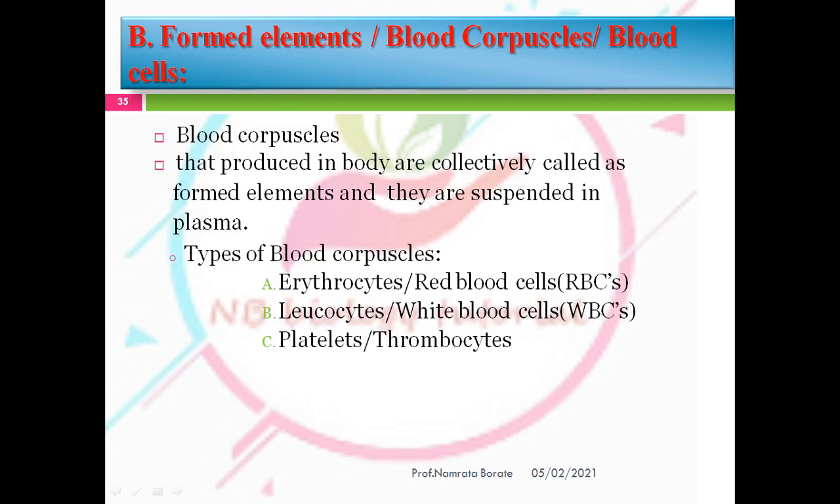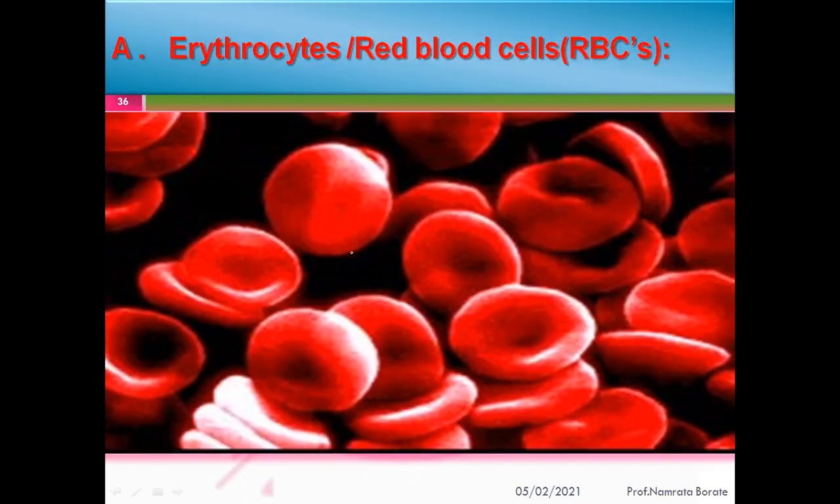The formed element, or blood corpuscles, is also called a blood cell. The blood corpuscles that are produced in the body are collectively called formed elements, and they are suspended in the plasma. There are three types of blood corpuscles. The first one is the erythrocyte, also named the red blood cell, or RBC. The second one is the leukocytes, that's the white blood cells, called WBCs, and the platelet cells, called the thrombocytes. So in this video we see the first one, that is the erythrocyte.